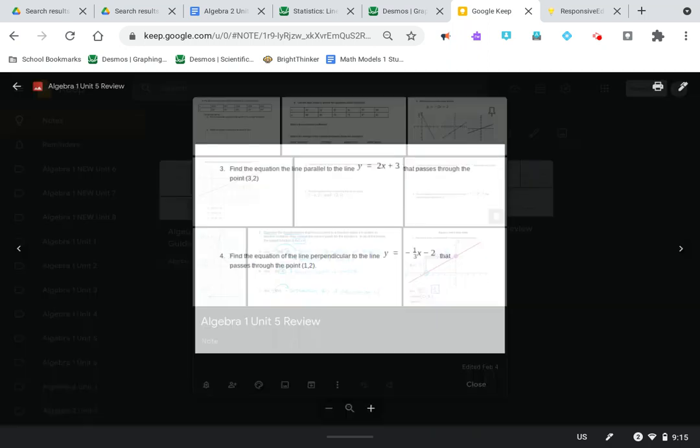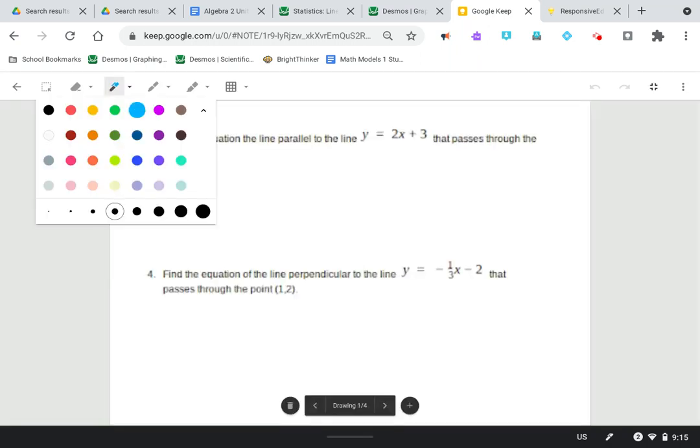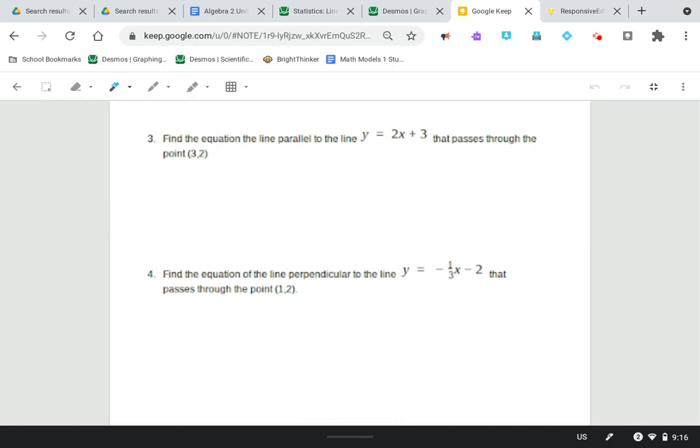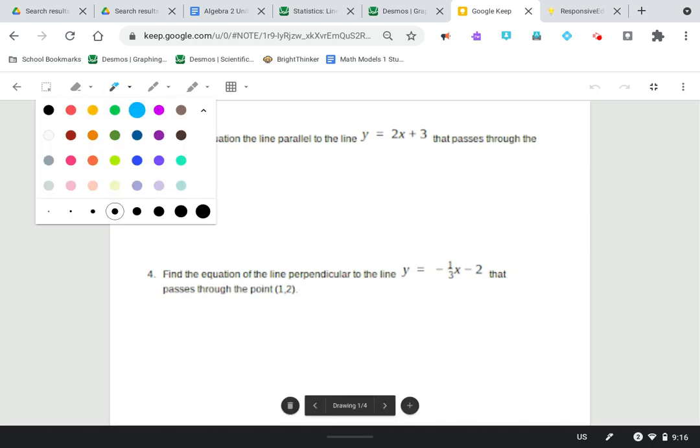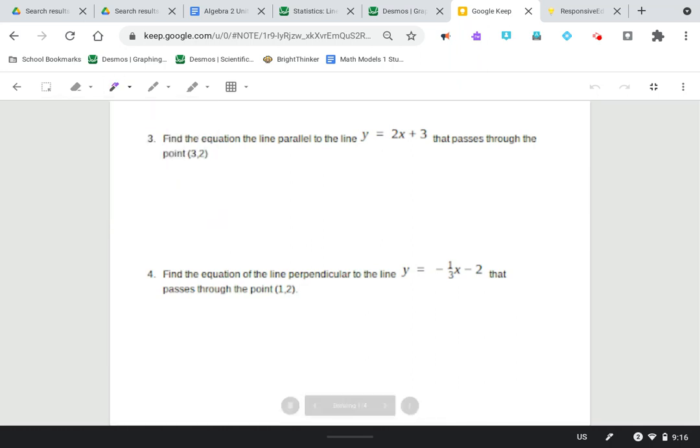All right, let's look at our next one. Find the equation that is parallel to the line y = 2x + 3. That's some key information. And passes through the point (3, 2).